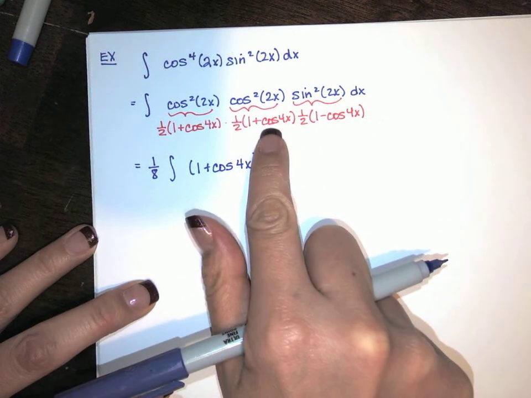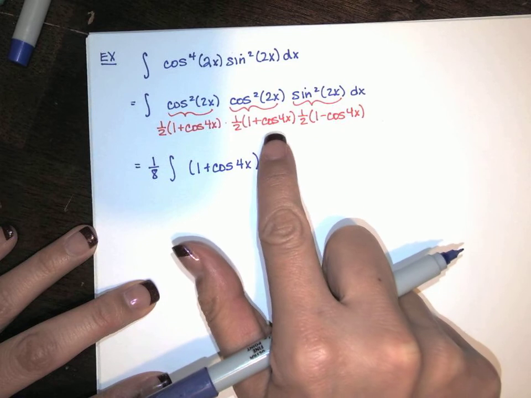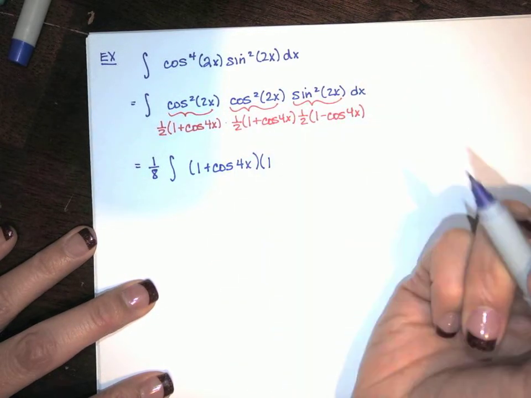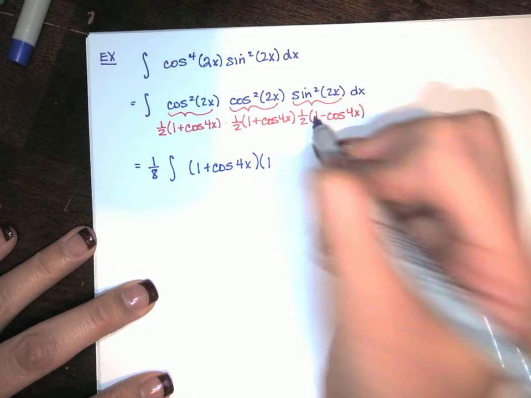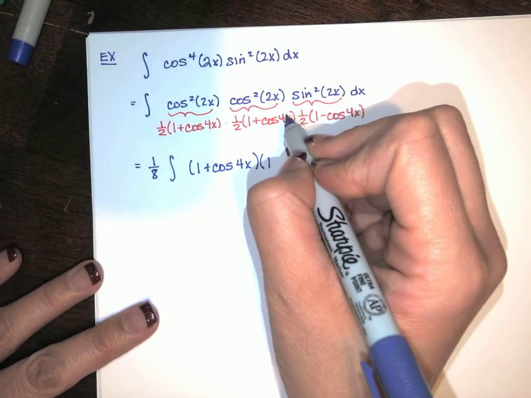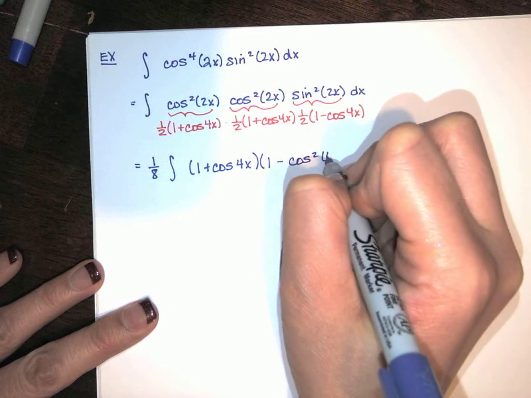And this 1 plus cosine times 1 minus cosine, I think I'm just going to distribute there. First times first is 1. Outer times outer is negative cosine. Inner times inner is positive cosine. So those reduce because these are Pythagorean conjugates. And then last times last is negative cosine squared of 4x.